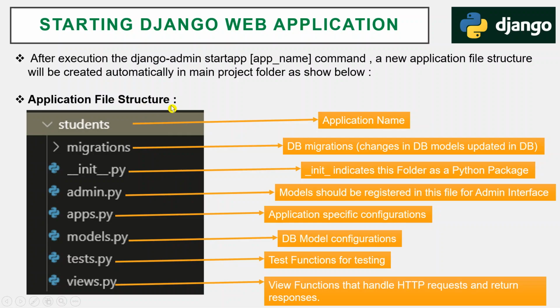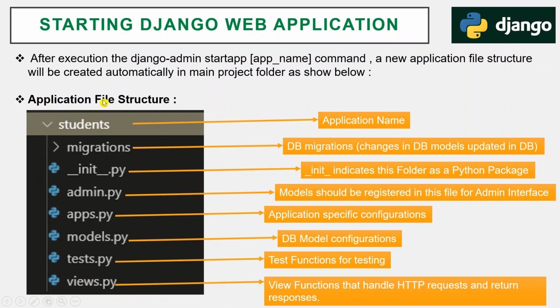So the application file structure which was created after running this command will look like this, friends. I named that application as students. django-admin startapp students, like that I had given the command. So the result is that this type of file structure will come.